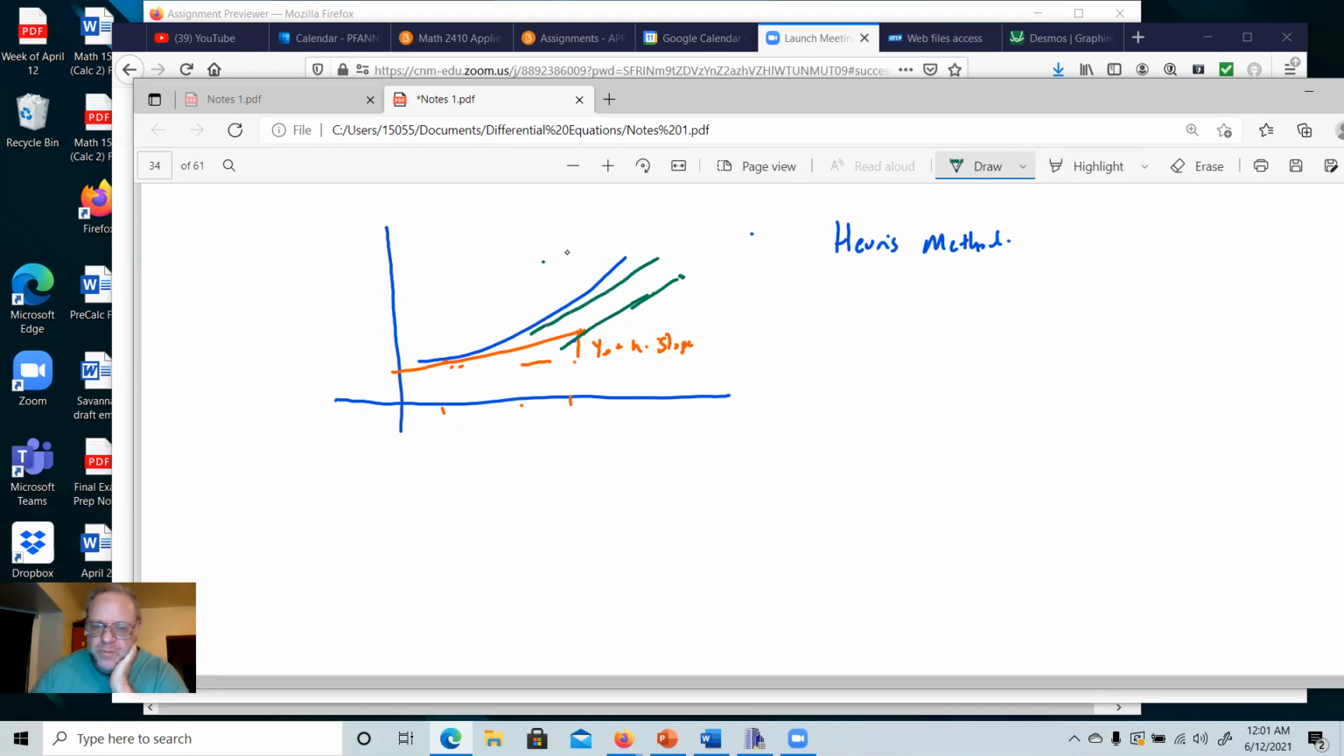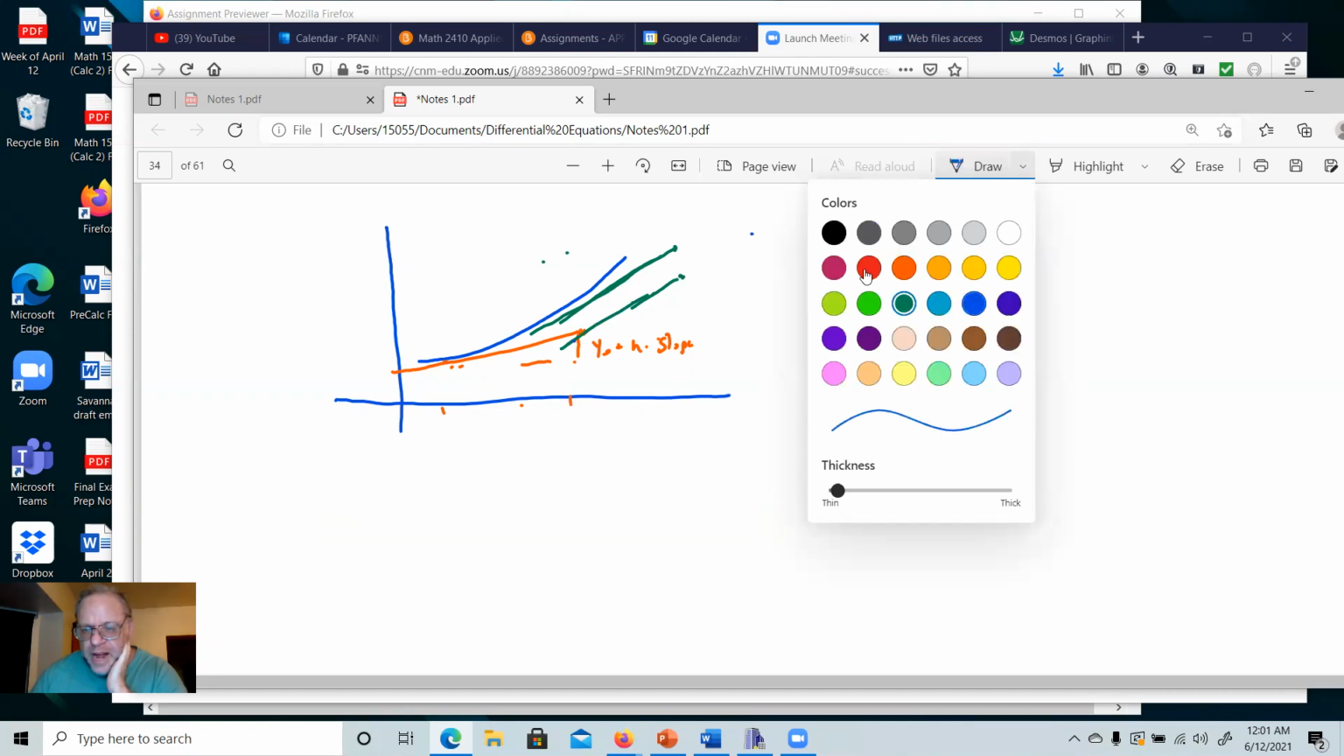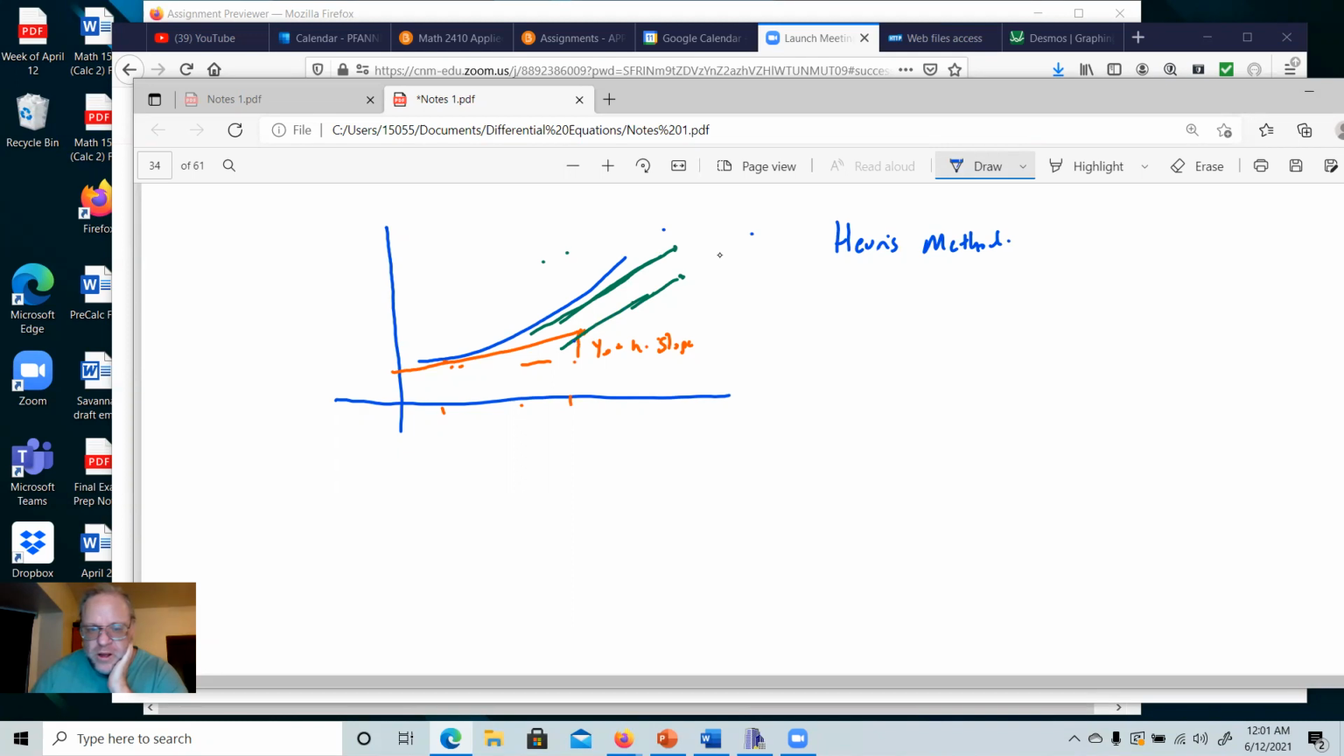So here's my slope for this one. Hopefully it's parallel to the other green one. Here's the red one or the orange one. And what we're going to do is take our first slope and our second slope, and average them together. So we've got our slope 1, this is our slope 1, and our slope 2. And we're going to average them together, and we're going to use that for our slope estimate now.